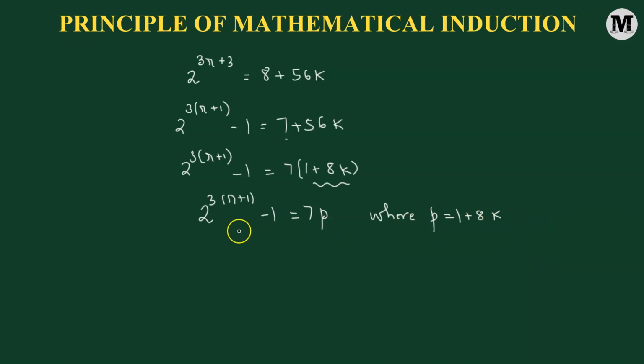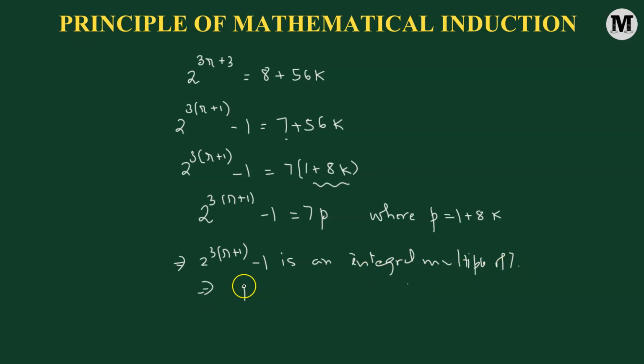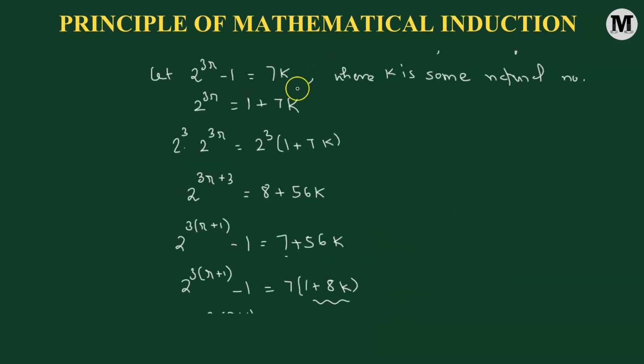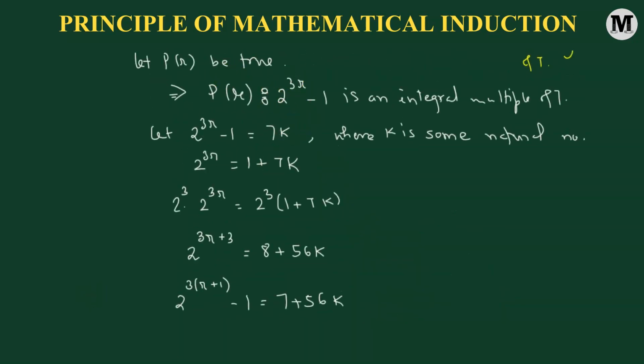Now we have successfully shown that 2 raised to the power of 3 times r plus 1 minus 1 is an integral multiple of 7, because here we have 7 times p on the right hand side. Since it's an integral multiple of 7, we have finally shown that the statement p of r plus 1 is true. So this is a true statement provided p of r is already true.